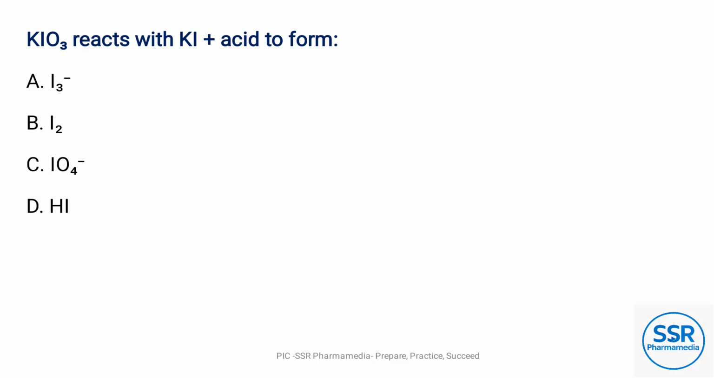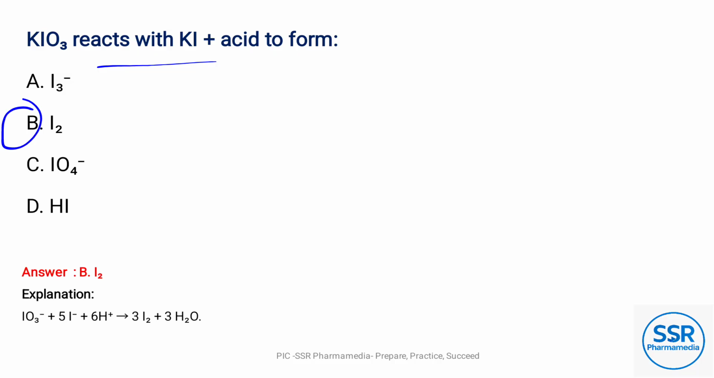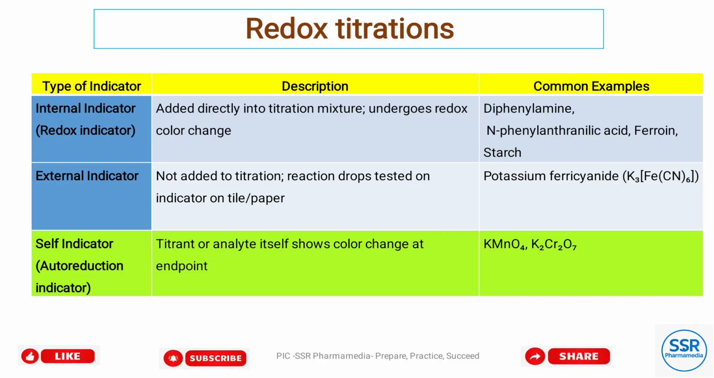And potassium iodate reacts with potassium iodide in acid to form, option B, iodine. That means potassium iodate reacts with potassium iodide in acidic medium to liberate the iodine.